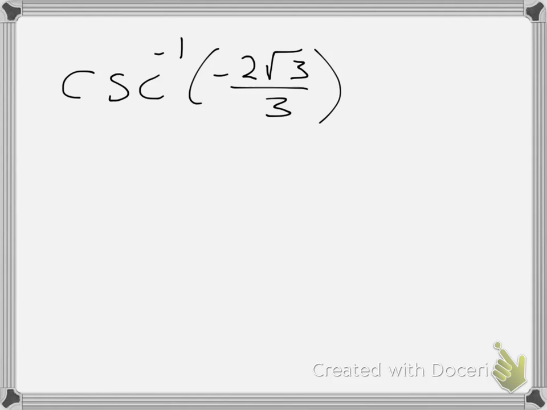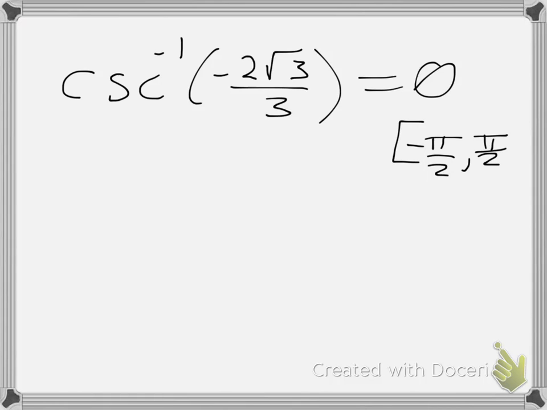Lastly, let's say this one. So inverse cosecant equals negative 2 root 3 over 3. I'll say it's equal to some value theta, and inverse cosecant corresponds to the interval negative pi over 2 to pi over 2. This means I'm in quadrants, potentially anyway, 1 and 4.